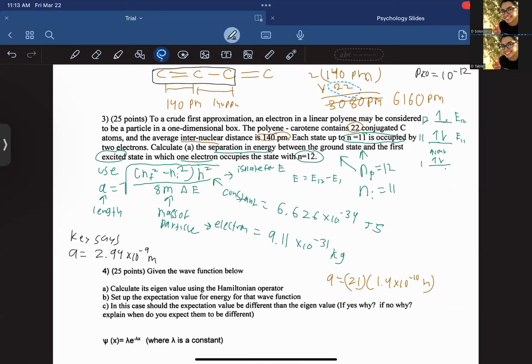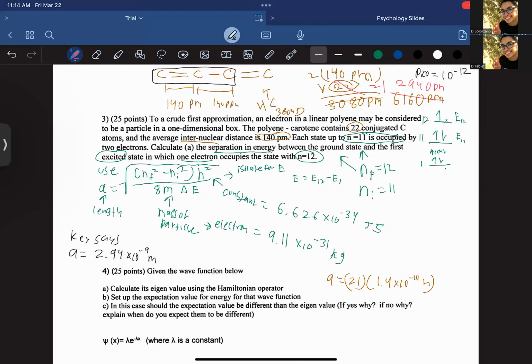Because we use a 22. We use a 22 here, but that's 22 bonds. It's not 22 carbons, not 22 bonds, right? Because here we have 4 carbons but 3 bonds, so it's going to be removing 1. So that's where she got the 21 from. This became 21, in which case this would have been 140 times 21. Oh yeah, that would have been 2940 picometers.